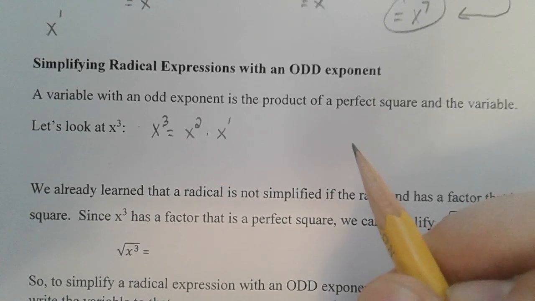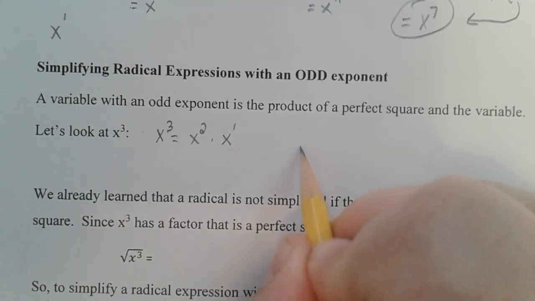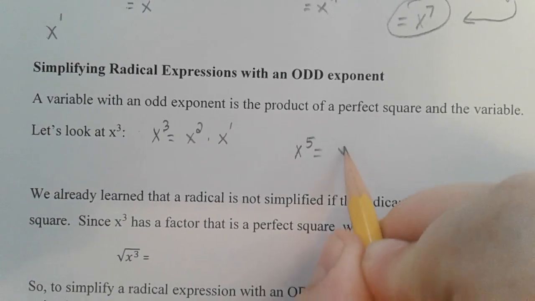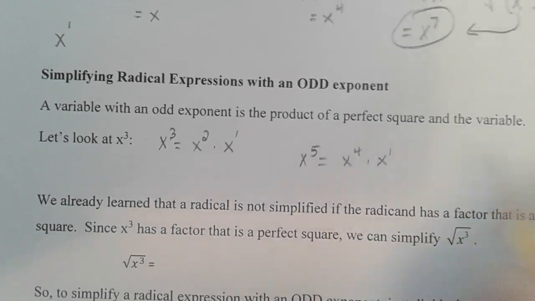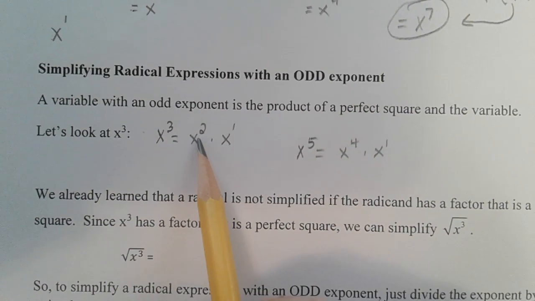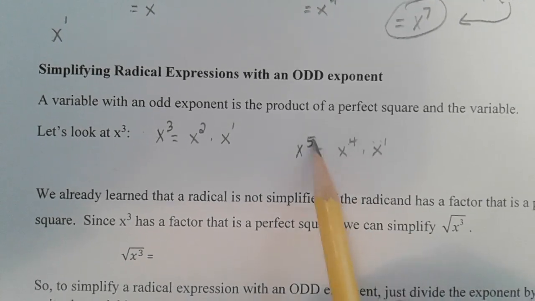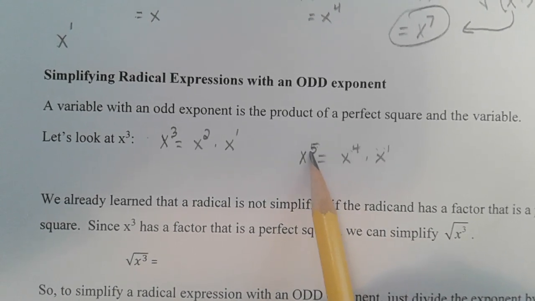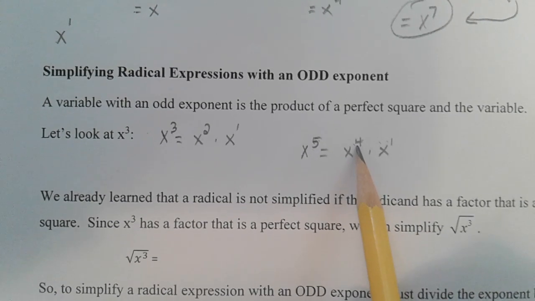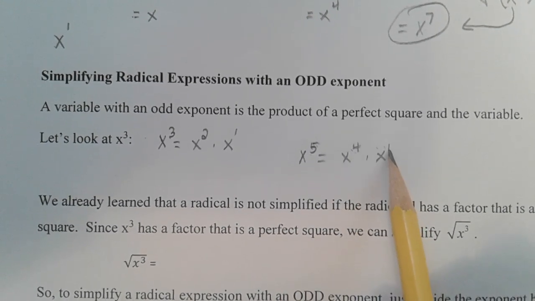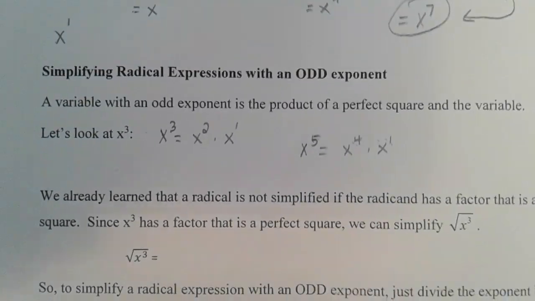Let me show you some other examples. I can write x to the fifth as x to the fourth times x to the first. We said every variable with an even exponent is a perfect square. So when you look at these exponents, you pretty much just subtract 1 from the odd exponent. That gives you the perfect square, and then the variable to the first power.